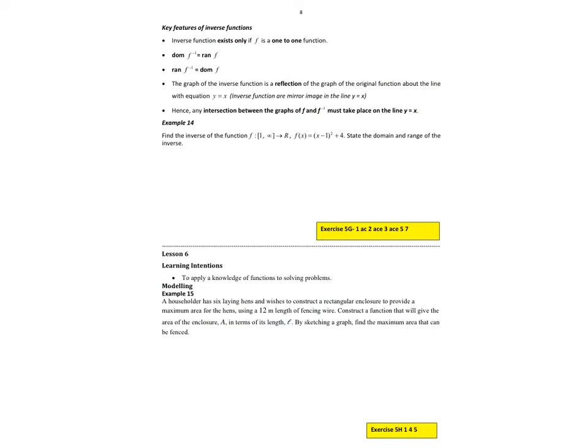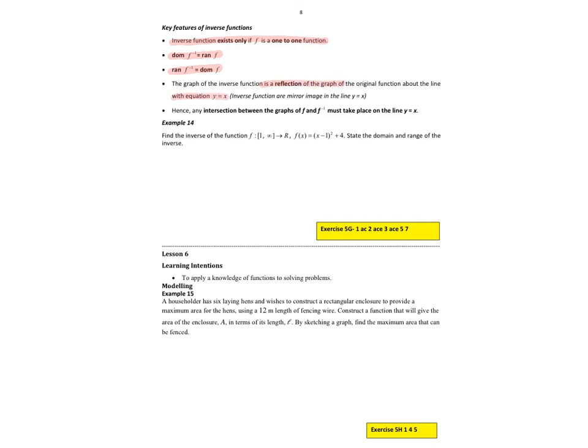So let's just reiterate those key features. An inverse only exists if the function is one-to-one. So we've got to be clear about a one-to-one function, and sometimes we get asked to change it. The domain of my inverse is the range of the original. The range of the inverse is the domain of the original. All right? We talk about the graph of the inverse function being a reflection of the graph of the original function about the line y equals x.